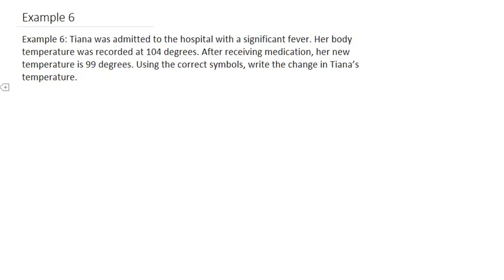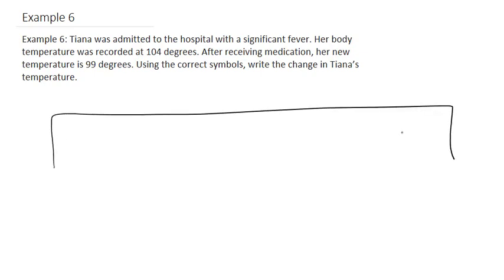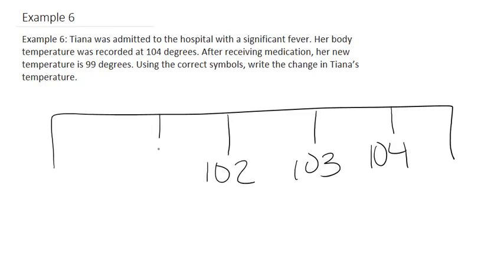Example 6. Tiana was admitted to the hospital with a significant fever. Her body temperature was recorded at 104 degrees. After receiving medication, her temperature is 99 degrees. Using the correct symbols, write the change in Tiana's temperature. So, let's answer this question by drawing a number line. We're going to start with 104, then 103, 102, 101, 100, and then 99.